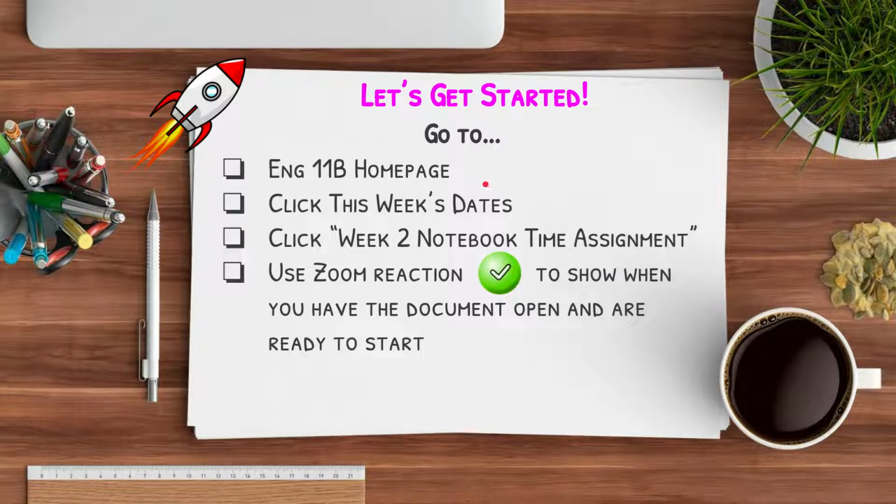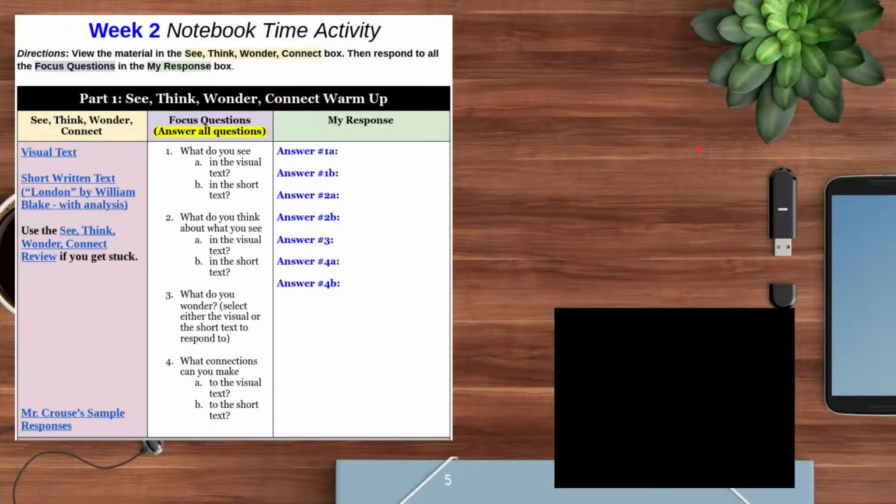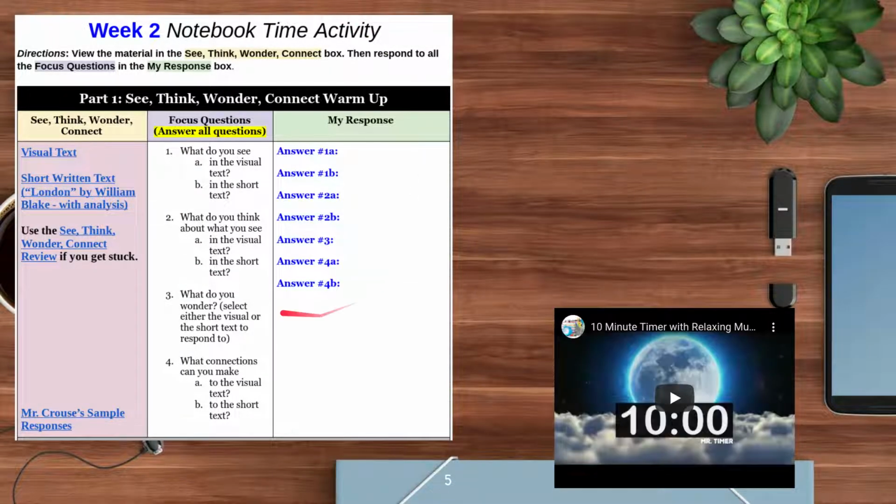All right, in order to get started with today's lesson, you'll need to go to the homepage for our class, click this week's dates, and open the Week 2 notebook time assignment. When you take a look at the assignment itself, it says view the material in the See, Think, Wonder, Connect box. Then respond to all of the focus questions in the My Response box.